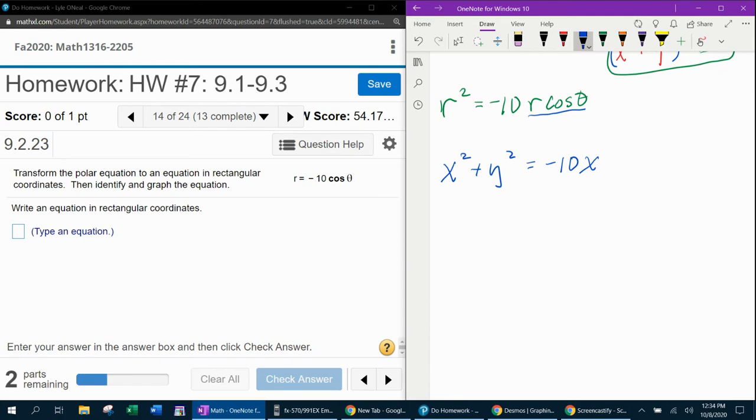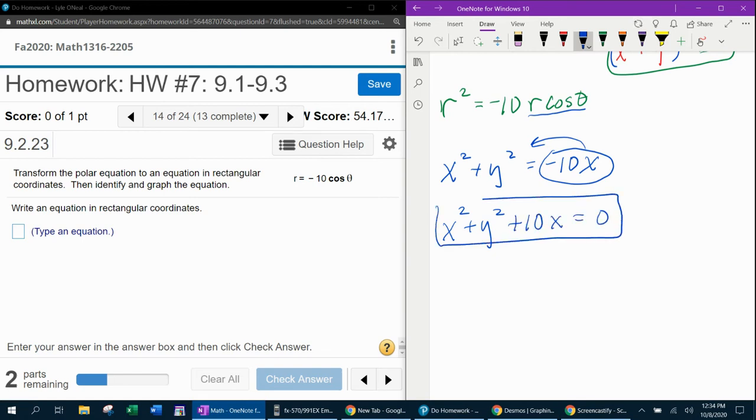And it says write an equation in rectangular coordinates. It doesn't specify that it needs to be in standard form or anything. I think I probably would like this to be equal to 0, though. I don't know why, it just feels better. So let's bring that over. x squared plus y squared, that'll become plus 10x equals 0. And I think that's good enough.